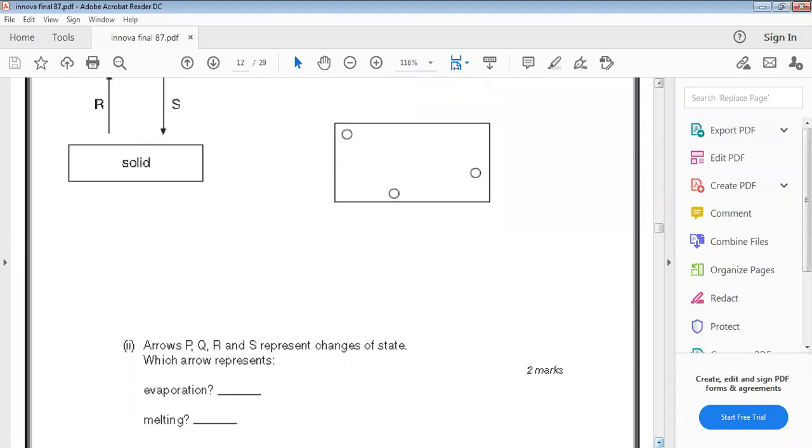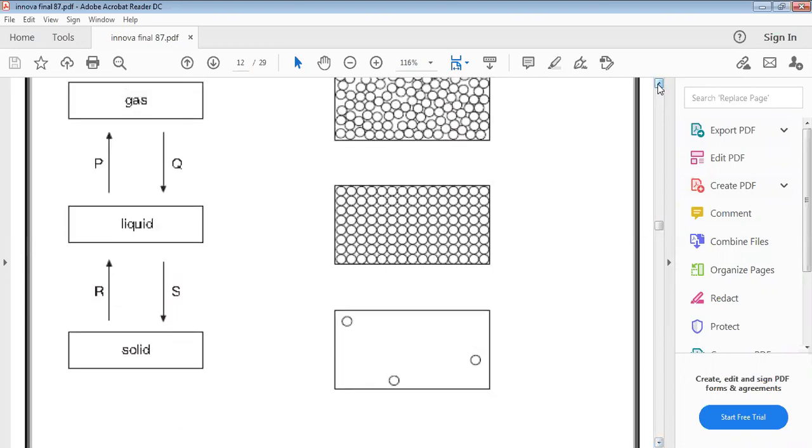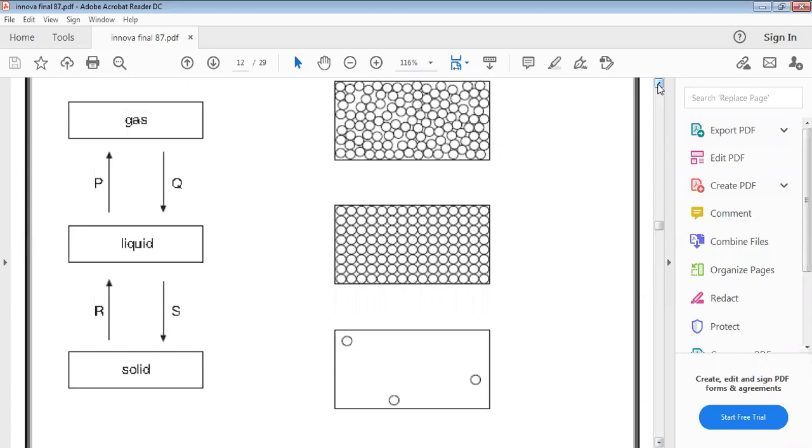Arrows P, Q, R, and S represent the change of state. Which letter represents evaporation and which letter represents melting? P. It's what? Evaporation. And which one is melting? R. Alright, excellent.